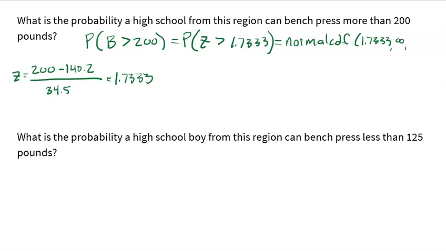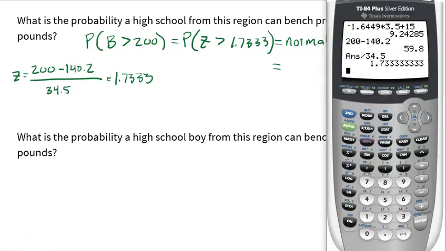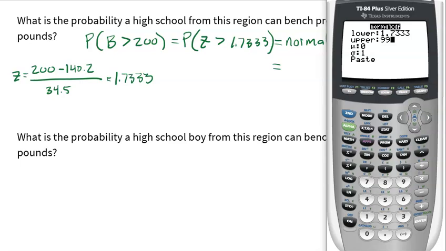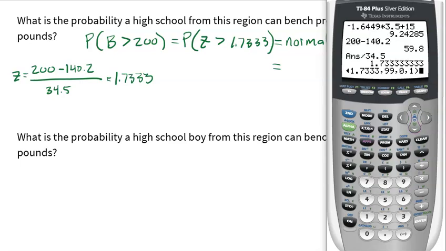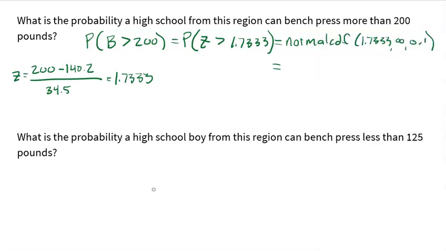I'm going to go way above, and I'm going to be thinking about this in terms of Z-scores, which is a mean of 0 and a standard deviation of 1. Now remember, that's what your calculator is actually going to do. I'm just kind of setting it up ahead of time. So now when I go to normal CDF here, I'm going to do 1.7333, and I'm going to go to an upper value of 99, because again, I don't have the infinity button on my calculator, and the probability is 0.0415.